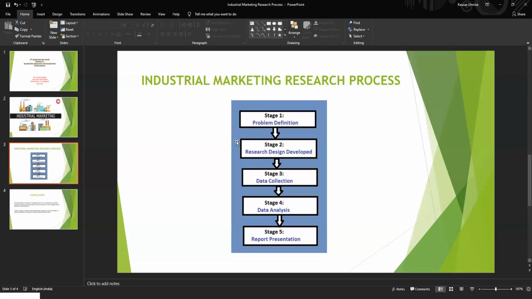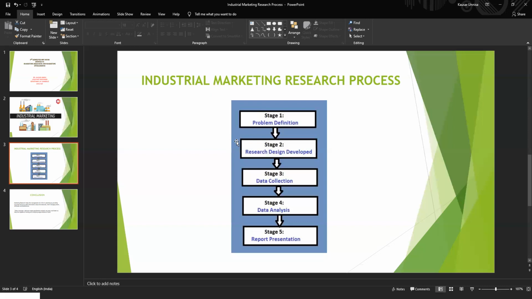So in the case of research design development, when the problem has been identified by the researcher, he has to think about which method he can use to undertake the research process. Either he can go for exploratory research, descriptive research, or causal research. That has to happen in the second stage.